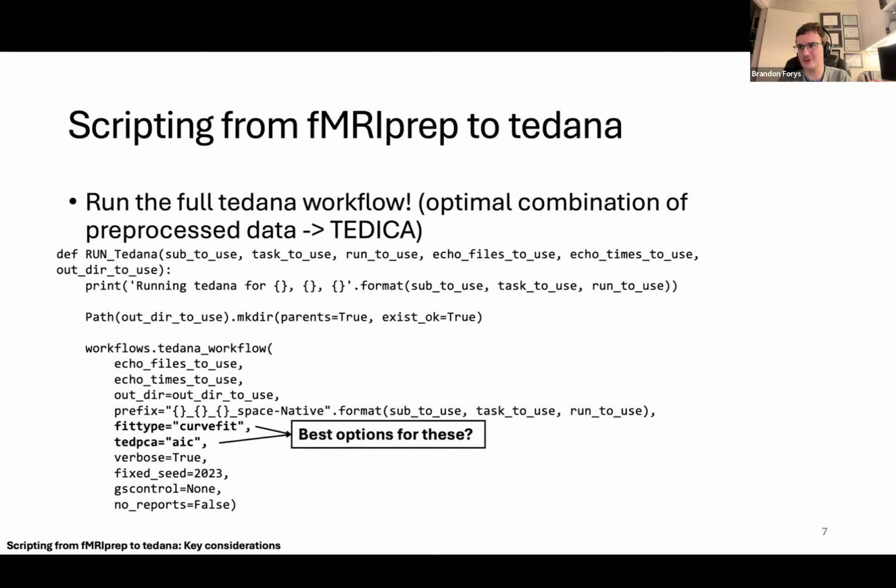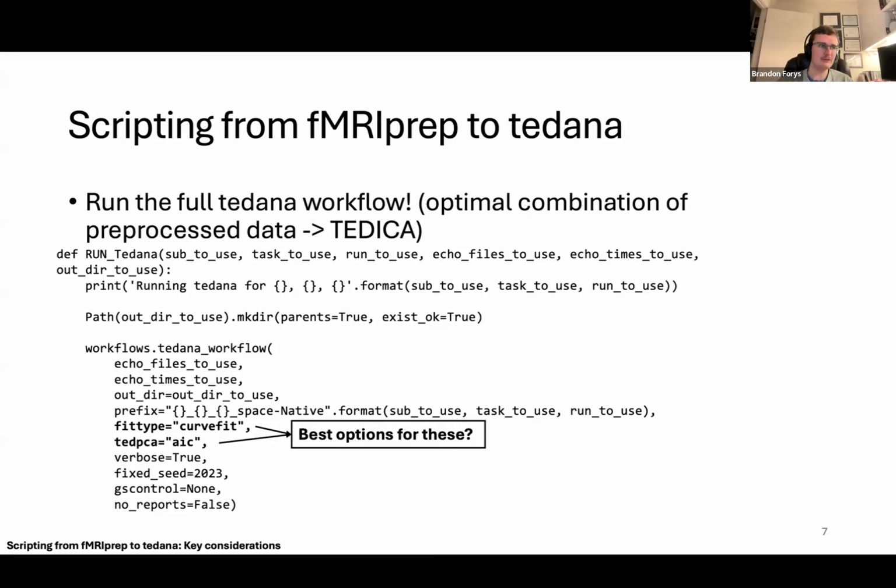Afterwards, I'd be happy to have a very brief discussion, if we can, confirming whether the curvilinear fit is still the best type of fit to use. And then for the TED-PCA method, whether the Akaike information criterion is still the best criterion to use. And I know that there's also a lot of work being done, as we've seen today, on the decision trees, which is very exciting.